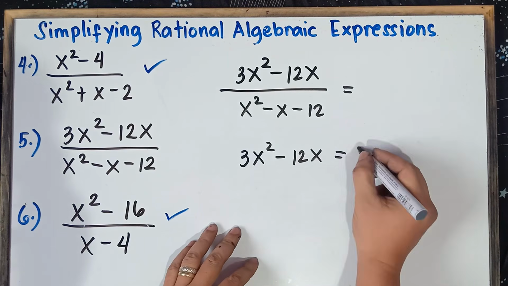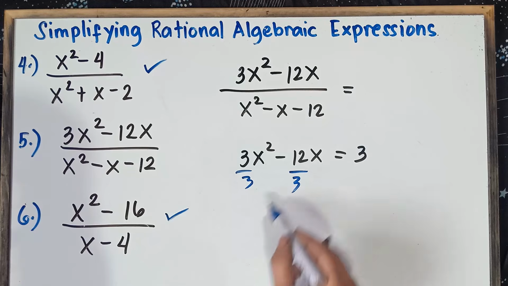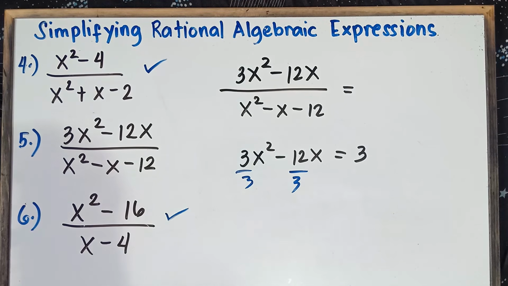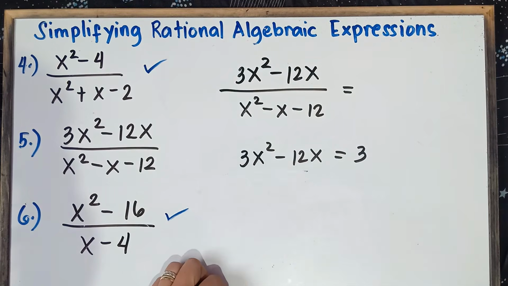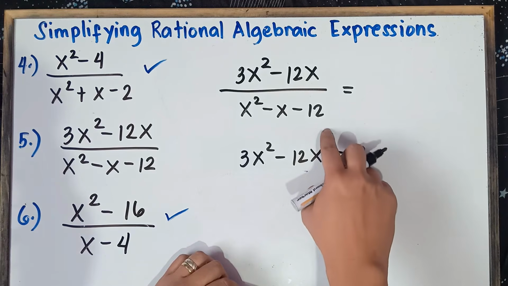That's correct, that would be 3, right? We can divide 3 by 3. We can also divide 12 by 3. So therefore, the greatest common factor of 3 and 12 is 3. And then for the variable, select the variable with the least exponent. So therefore, we'll be selecting x, because the exponent of x here is just 1.